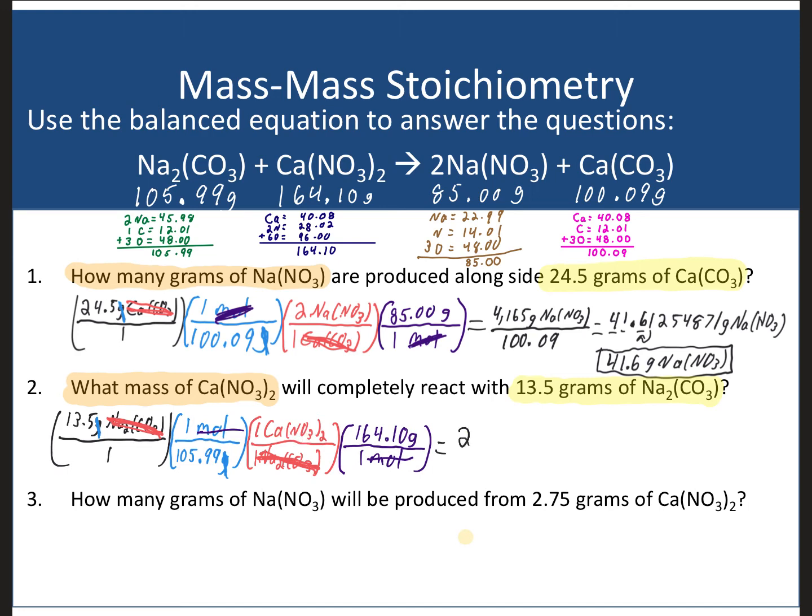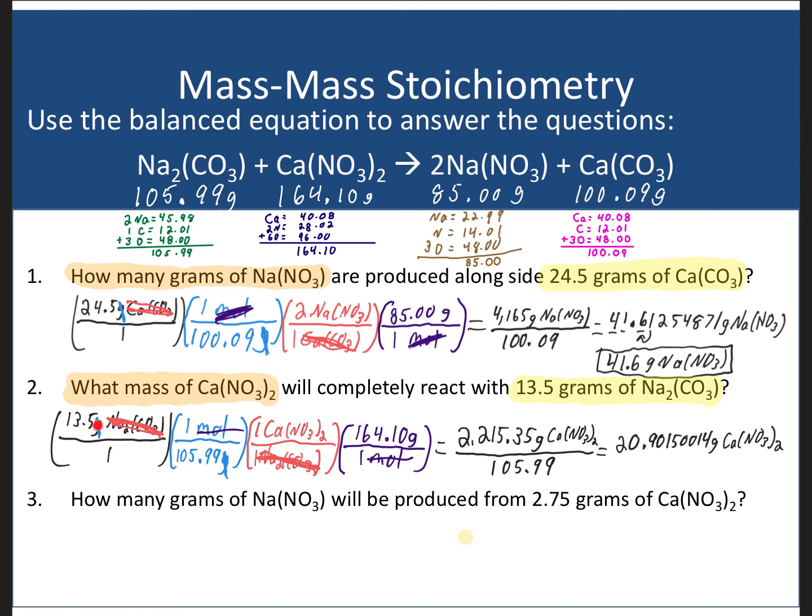Plug and chug in the calculator. Multiplying all my top numbers, I get 2,215.35 grams of Ca(NO3)2. That was 13.5 times 1 times 1 times 164.10. Multiply all the bottoms, it ends up being 105.99. Now I go and divide 2,215.35 by 105.99, and I get 20.90150014 grams of calcium nitrate.